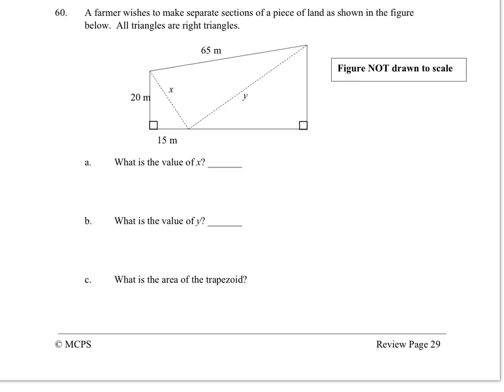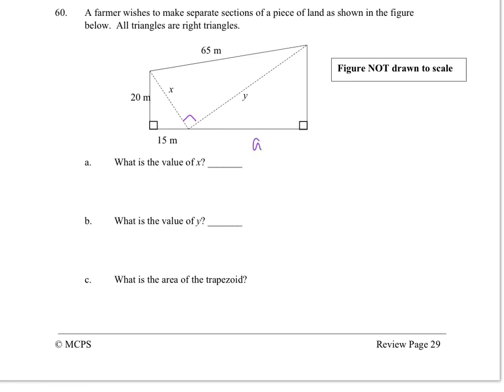Question 60. A farmer wishes to make separate sections of a piece of land as shown in the figure below. All triangles are right triangles. So that means that we know that this is also going to be a right triangle. Part A asks, what is the value of x? Well, we see that we need to know x, which is the hypotenuse of this triangle. So we can use Pythagorean's theorem.